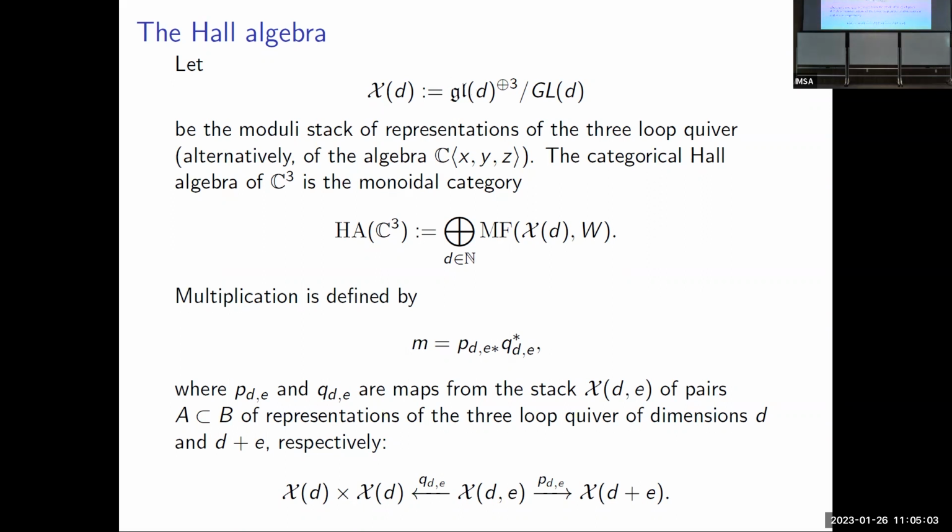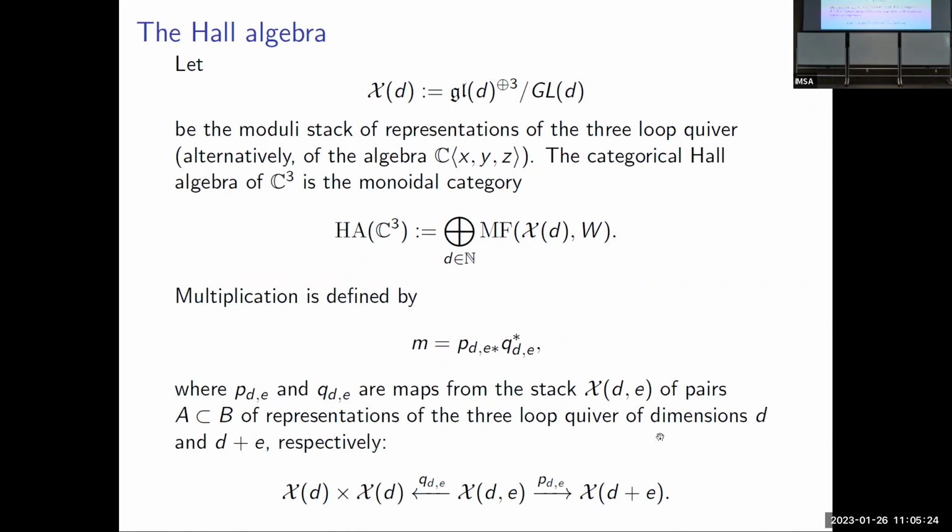Okay, so this is the underlying category. And how does one define multiplication? So in Hall algebras, one defines multiplication via extensions of objects in your space of interest. So here you start with two dimension vectors D and E. Then you have a stack parametrizing extensions.